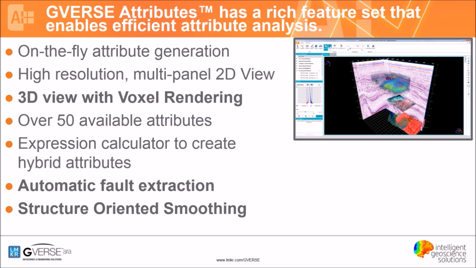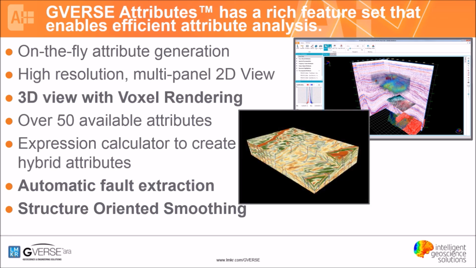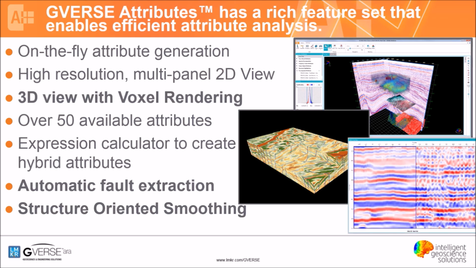With Voxel Rendering, you can display entire volumes to better analyze your data. We have over 50 attributes available and also support hybrid attributes that let you combine various attributes to create new ones. And on top of the existing attributes, we have introduced some new attributes that are designed to help with interpretations. These are the two automatic fault extraction attributes and the structure-oriented smoothing that helps you get rid of noise and precondition your data for better attribute analysis or for other purposes in your seismic interpretation.